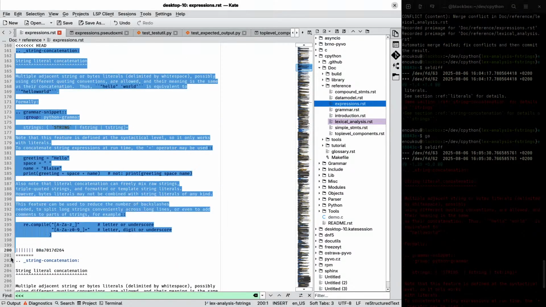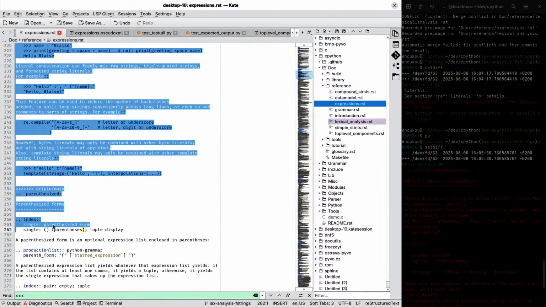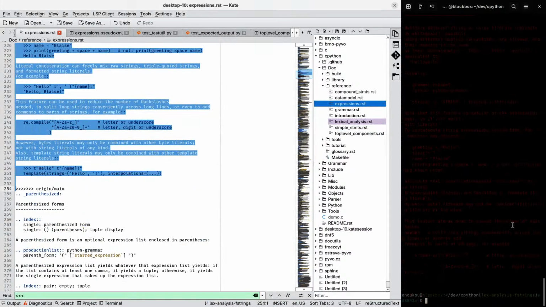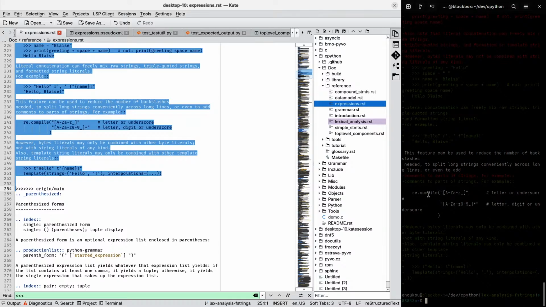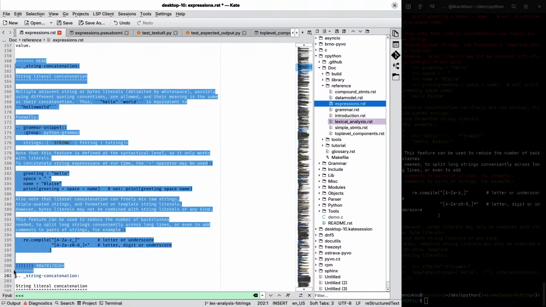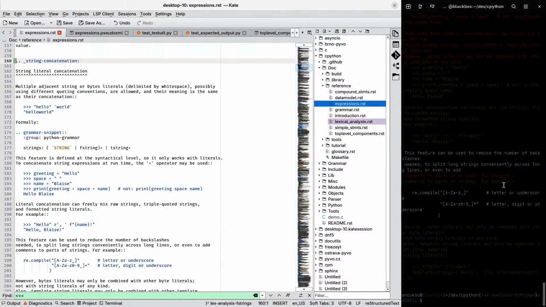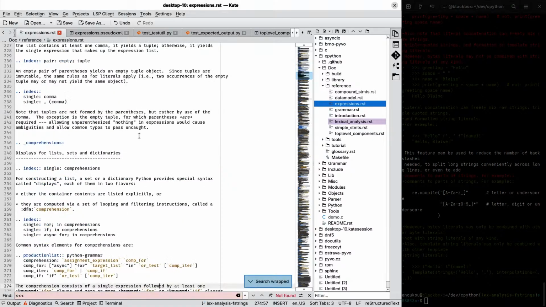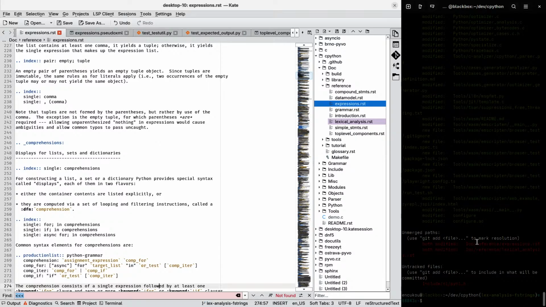So how does this compare to that? It has some t-string information, and is generally better, so let's leave that one. And there are no more conflicts. So that was expressions.